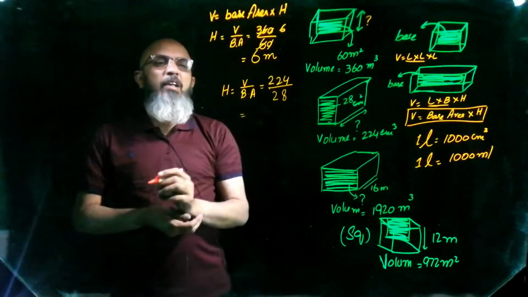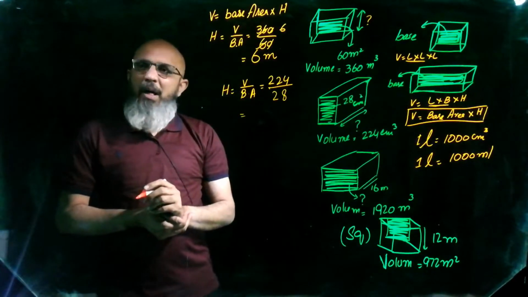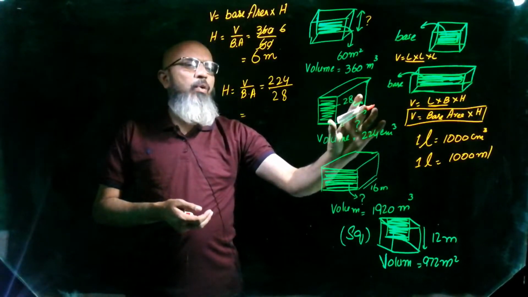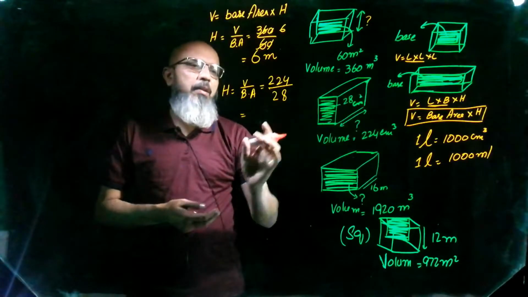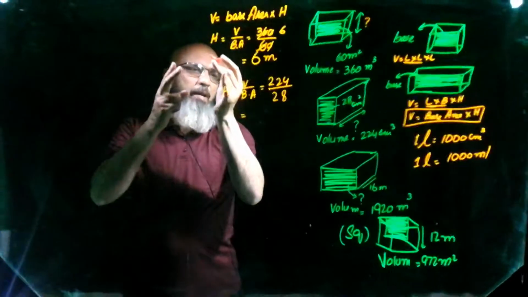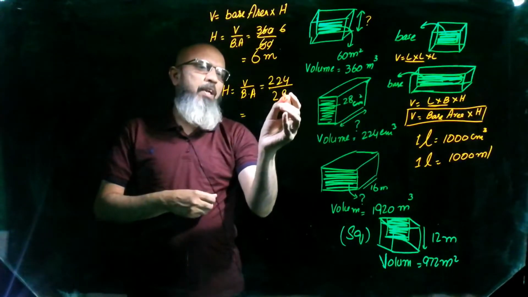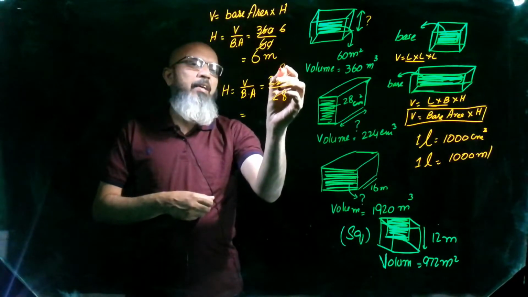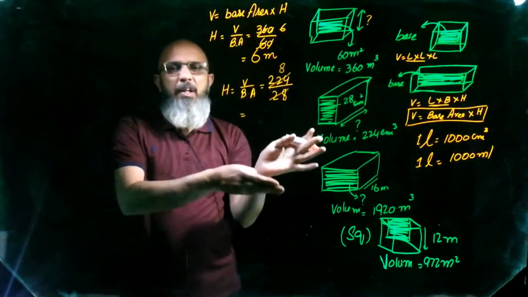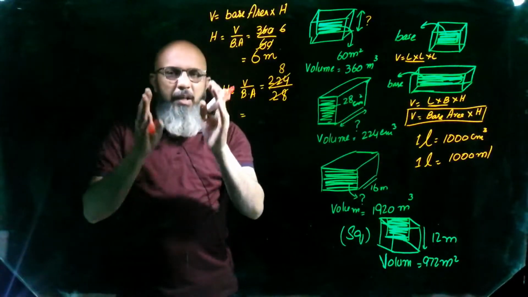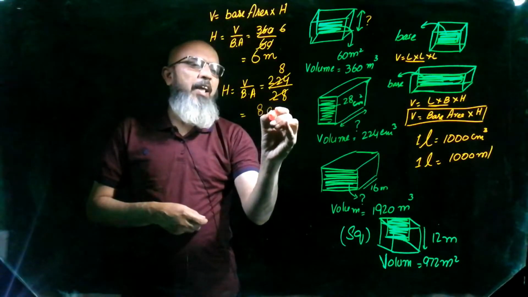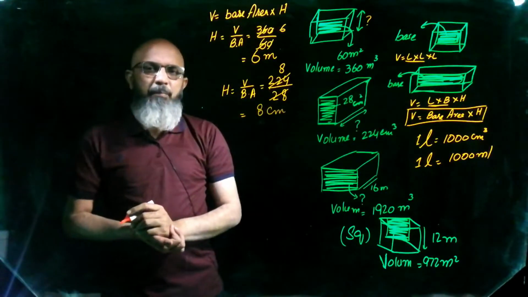So by dividing you can get your answer, and that answer is your unknown length. You can make a long division, or you can simplify and divide. 8 8s are 64. It can be divided by 8. You can divide by 2, then again 2, then again 2, or you can get your answer by long division. So your answer is 8 centimeter.